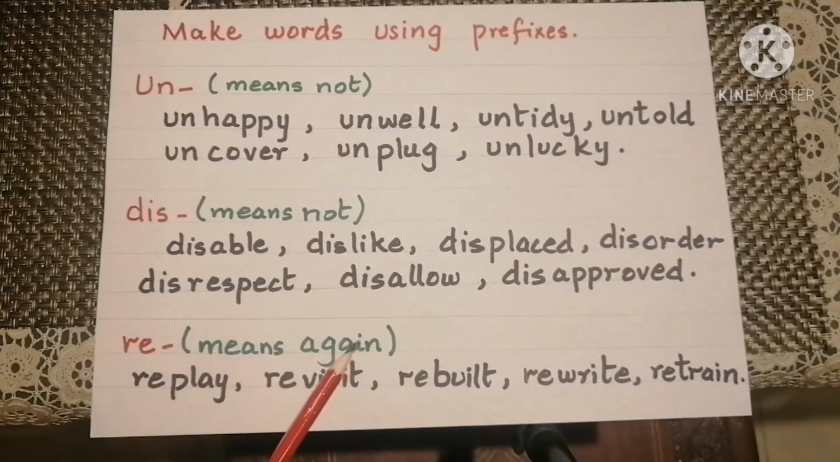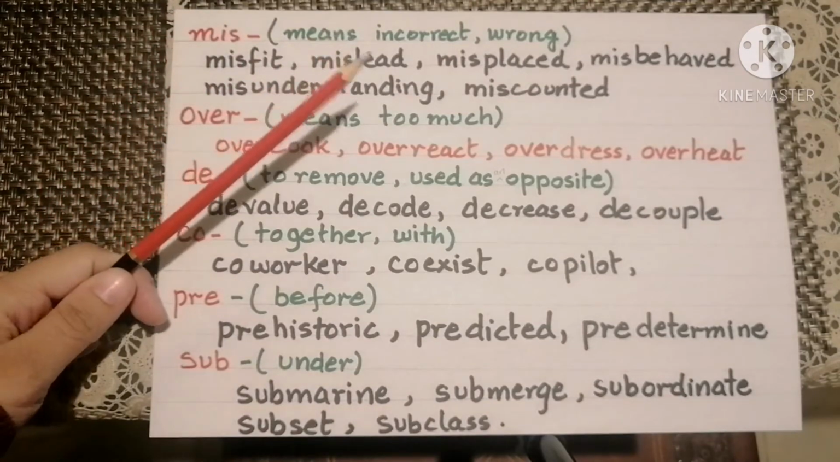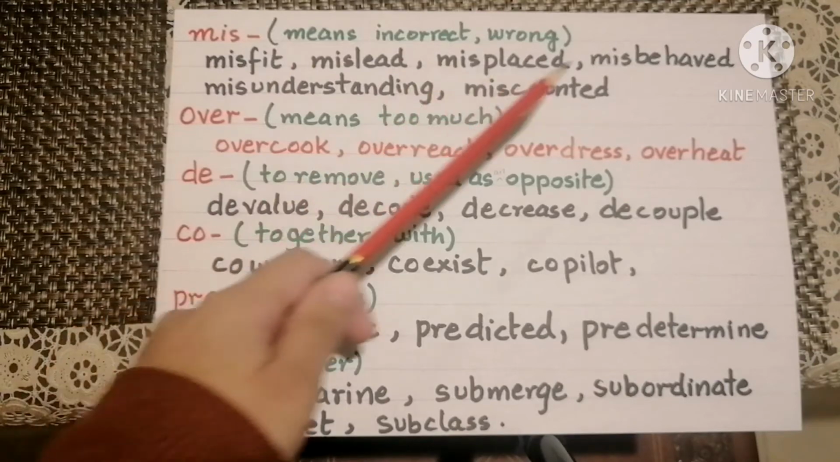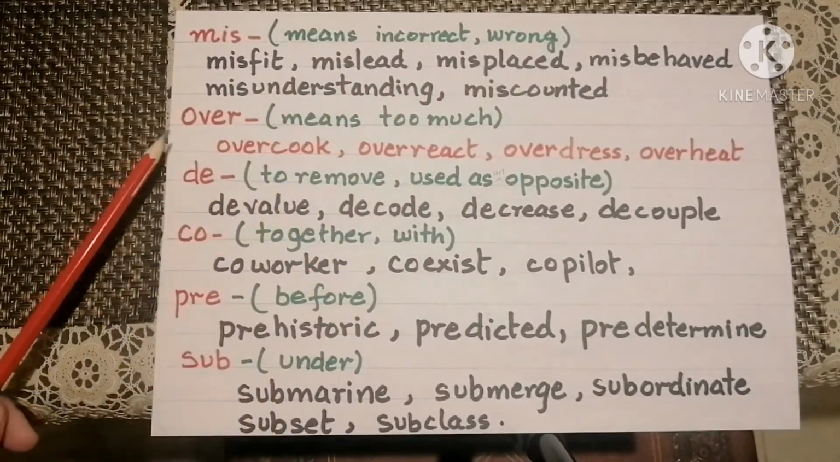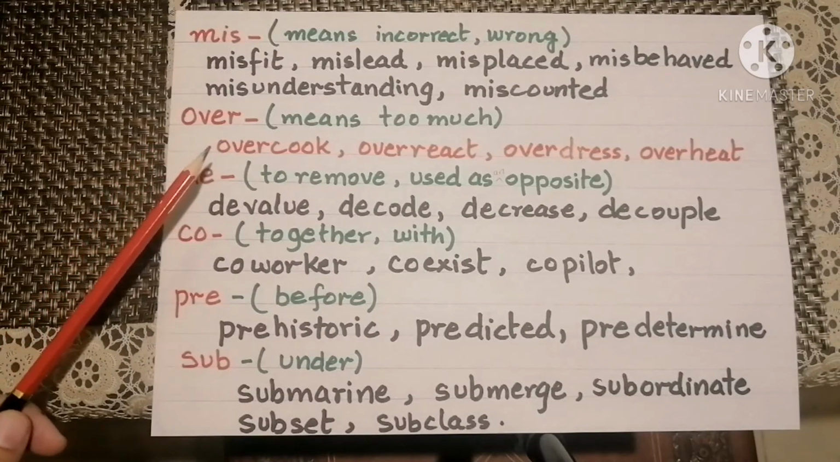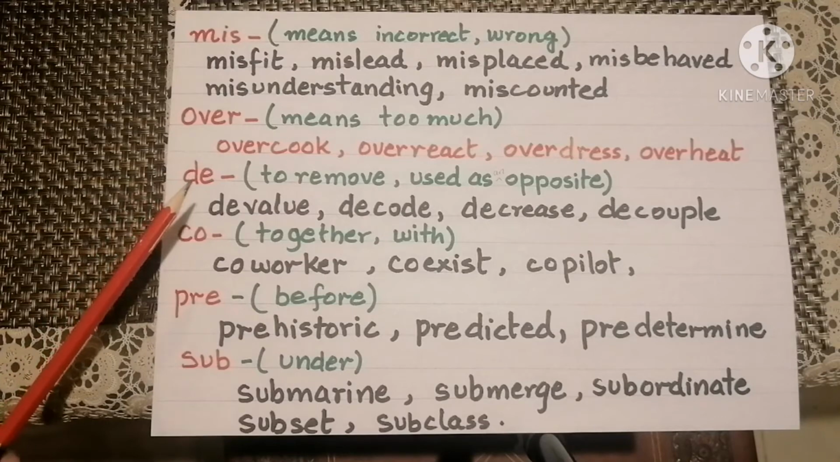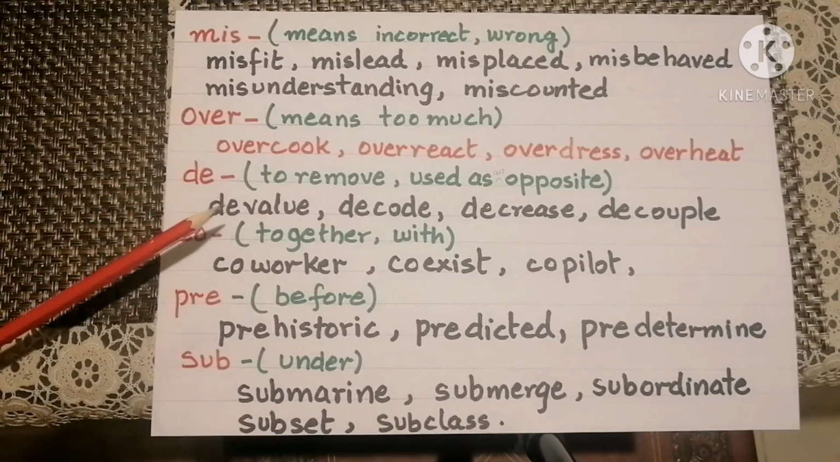Re means again. Replay, revisit, rebuild, rewrite, retrain. Mis means incorrect or wrong. Misfit, mislead, misplaced, misbehaved, misunderstanding, miscounted. Over means too much. Overcook, overreact, overdress, overheat. De means to remove, and it is also used as an opposite.